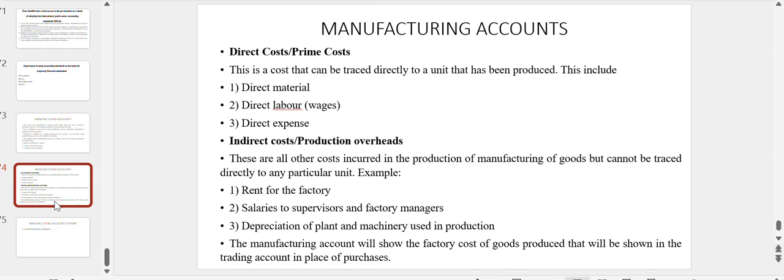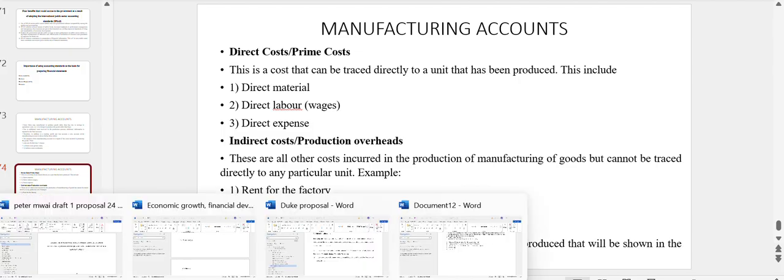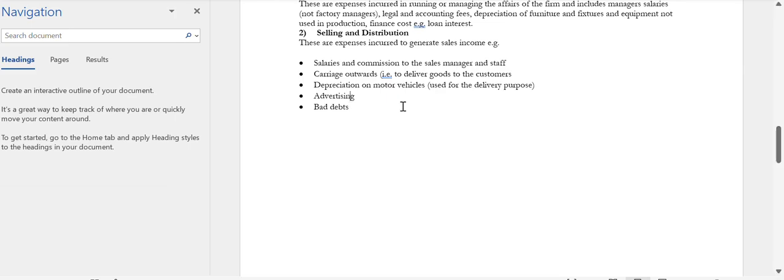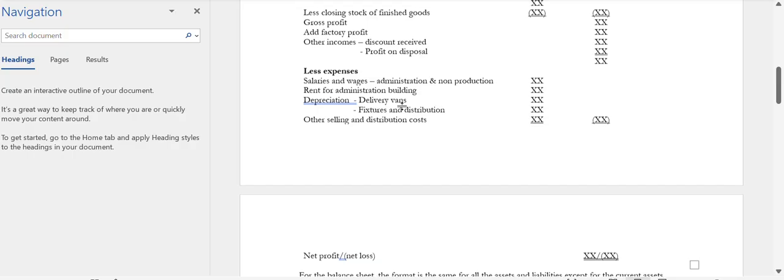Now, having said that, I want us to just check briefly the format. This is the format.